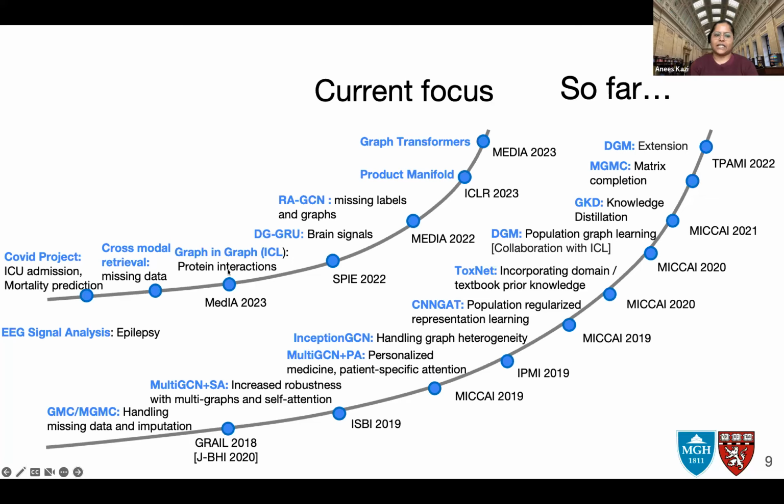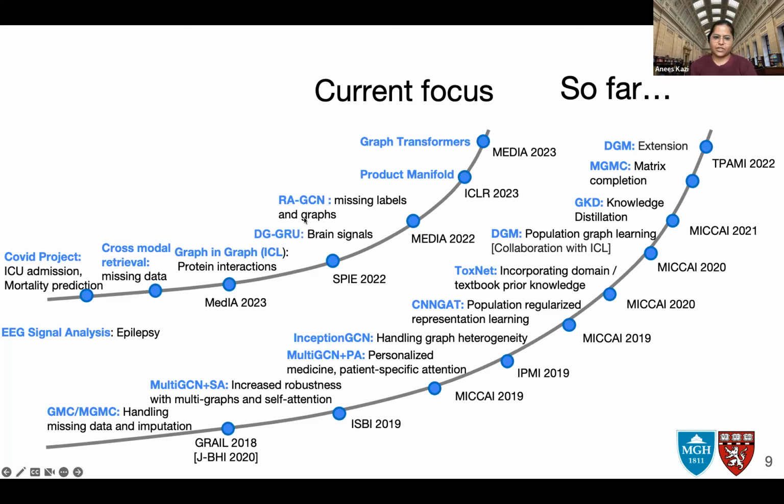We worked on protein interactions. This was continuing our collaboration with ICL, that is Professor Michael Bronstein and Professor Dr. Luca Cosmo. Then we worked in brain signal analysis, that is dynamic gated graph rectifying unit. We developed it and then published it in SPIE 2022.